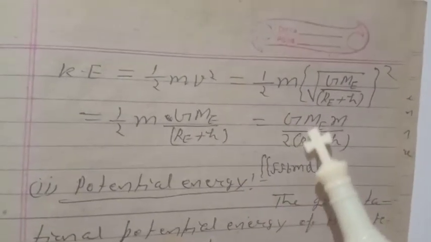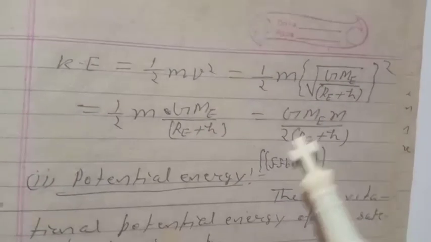Energy of an orbiting satellite. First, kinetic energy. The kinetic energy of a satellite due to its orbital motion is K equals 1 by 2 m v square, equals 1 by 2 m into G ME by (RE plus h), equals G ME m by 2 into (RE plus h). Second, potential energy. The gravitational potential energy of the satellite is given by potential energy equals minus G ME m by (RE plus h).